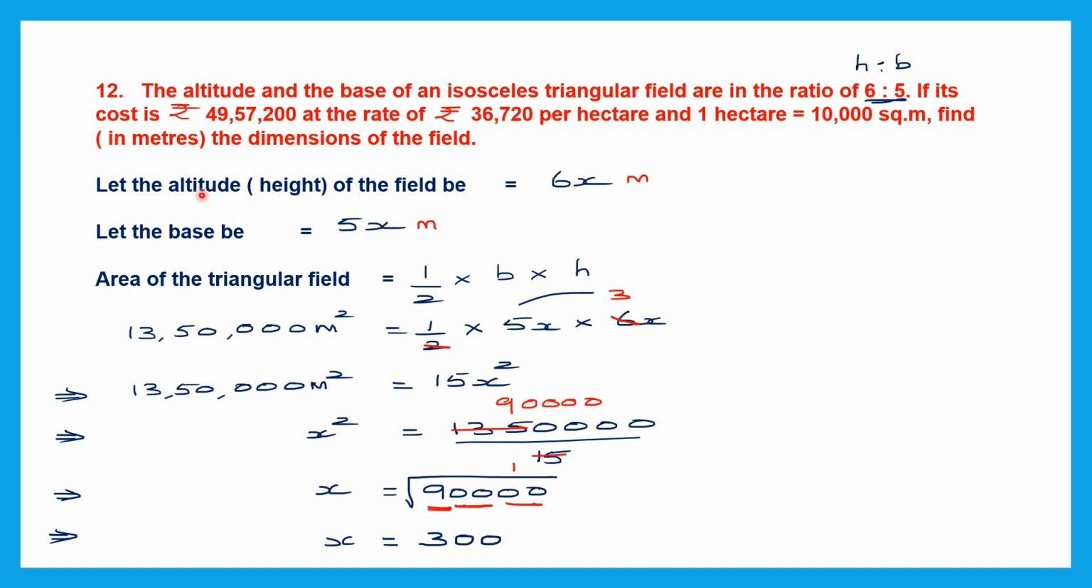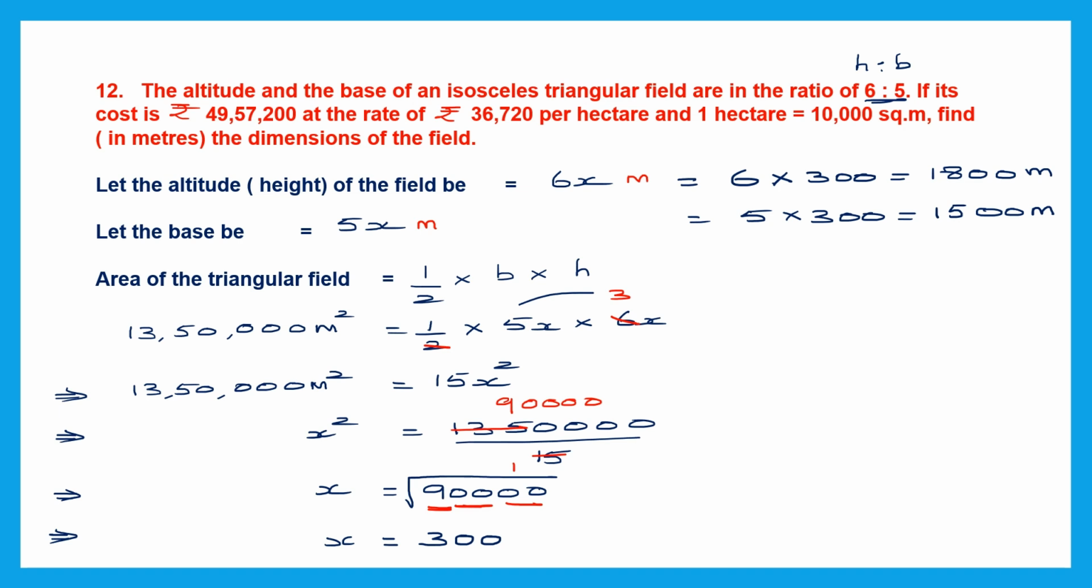So here we said let the height be 6x meters, isn't it? So that means 6 into x. So 6 into x we found out to be 300. So 6 threes are 18. 18 and 2 zeros. So the height is 1800 meters. Now look at the base. The base we said is 5x meters. So let's multiply 5 into x, and x is 300. 5 threes are 15 and add the 2 zeros, 1500 meters.